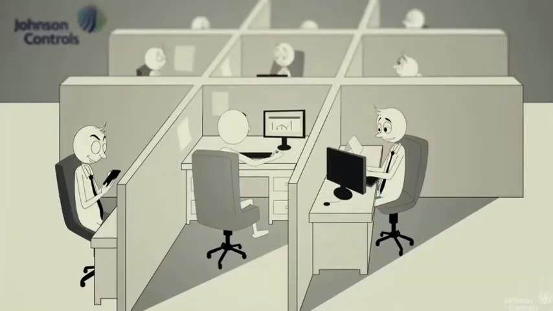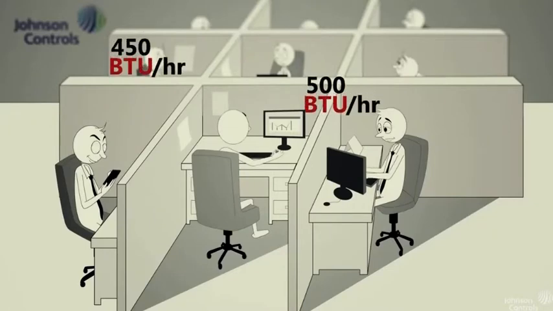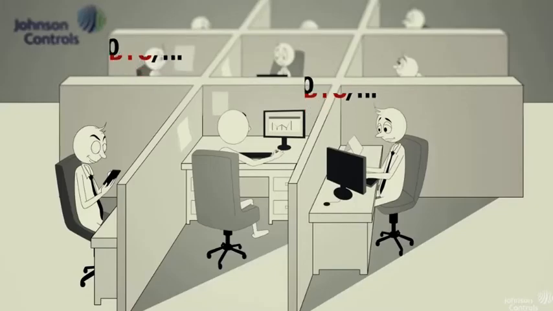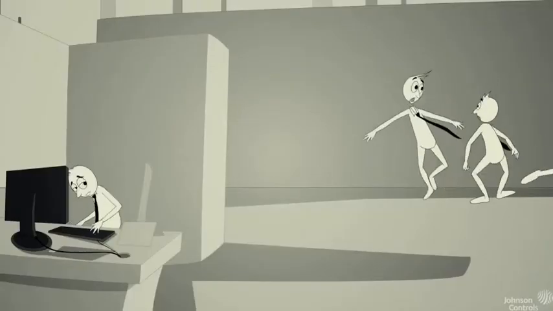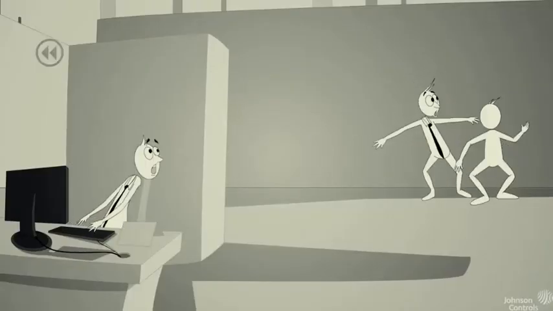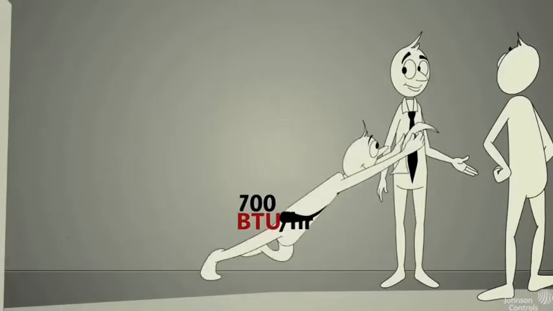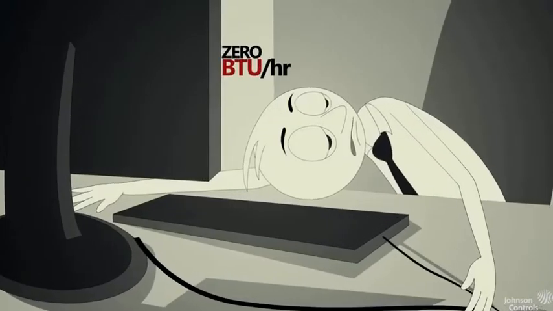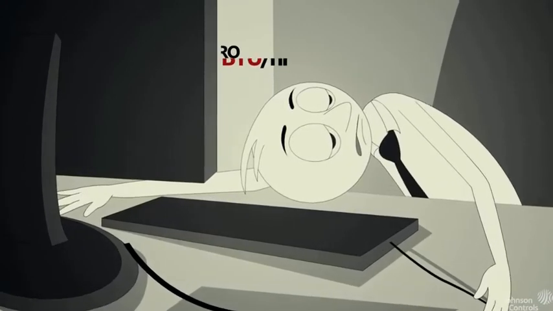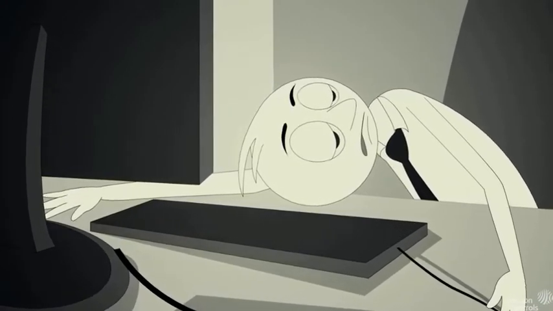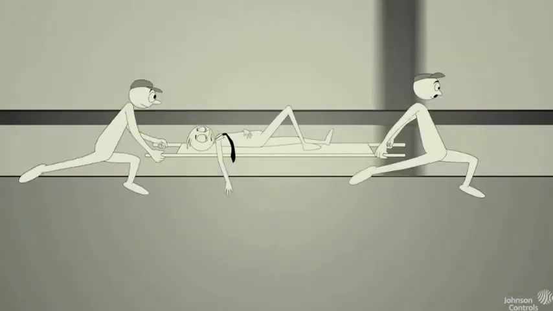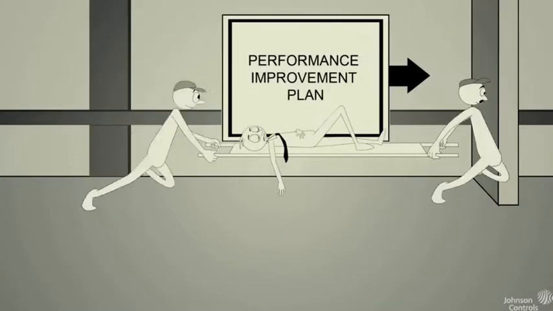In a sedentary configuration, most people will generate 450 to 500 BTUs per hour. If they are very active, they could be generating as much as 700 BTUs per hour. If a coworker is generating 0 BTUs per hour, this is a bad sign and will eventually become quite upsetting to anyone working near them. Putting them on a performance improvement plan won't help.